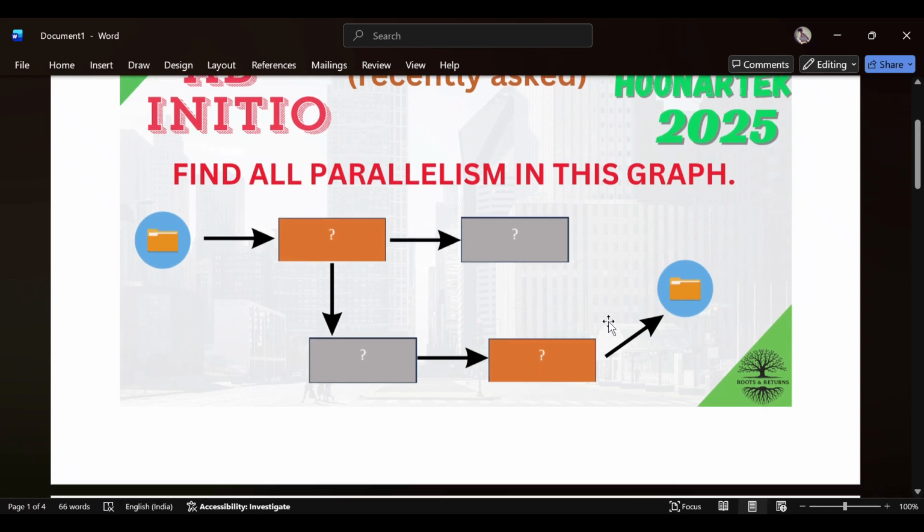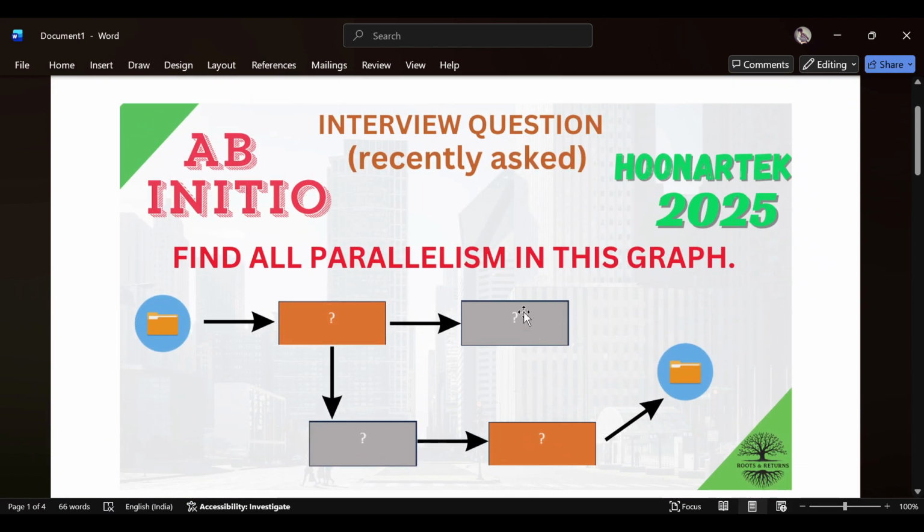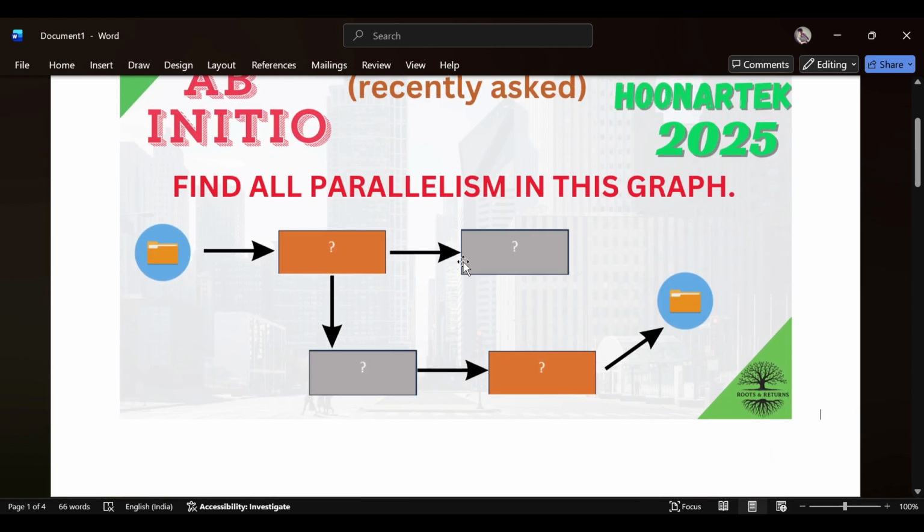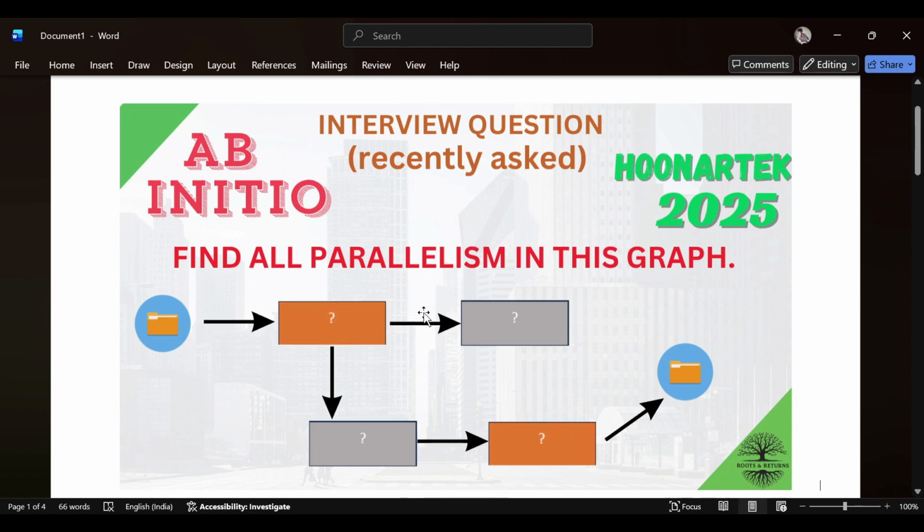Today is going to be an interesting topic. We are going to solve a question that involves a theory part, so theory plus practical. This excellent question is from Hoonartek. It's a recent question, and we got this info from a candidate. So we'll solve this one today, and it will be helpful for you guys.